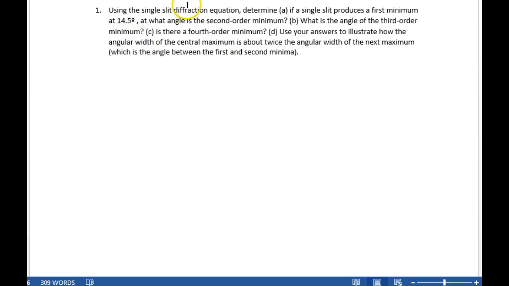This is a single slit diffraction equation problem, and we have a single slit, first minimum at 14.5 degrees. You've seen this one before. At what angle is the second order minimum?